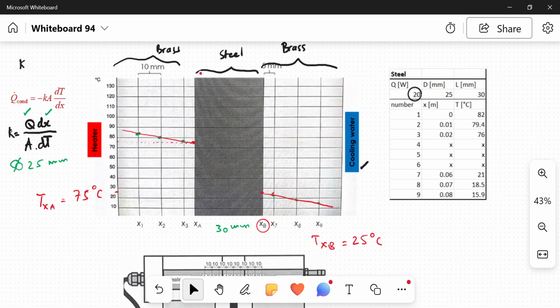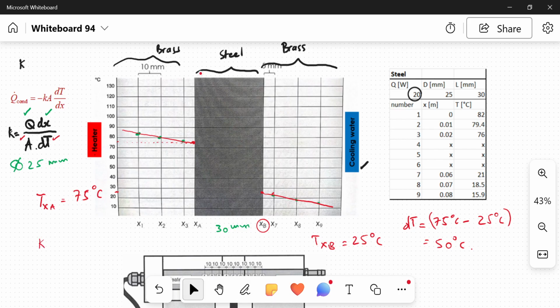Now you have delta T equal to 75 minus 25 degrees Celsius, which is 50 degrees Celsius. That is the temperature change between the two surfaces of the steel section. Now back to the equation for thermal conductivity evaluation. You already know all the quantities in this formula, including delta T, so by using this, you can find the K value.